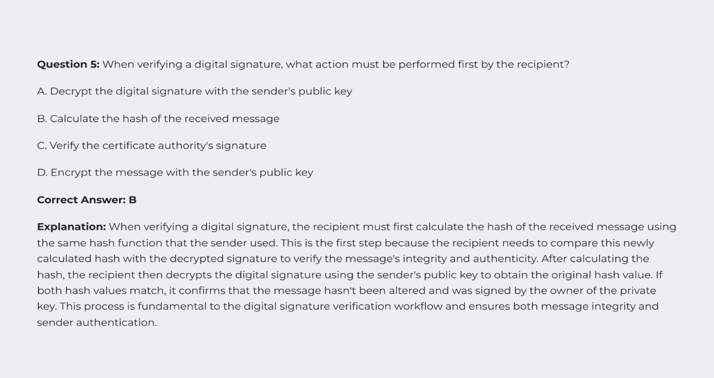After calculating the hash, the recipient then decrypts the digital signature using the sender's public key to obtain the original hash value. If both hash values match, it confirms that the message hasn't been altered and was signed by the owner of the private key. This process is fundamental to the digital signature verification workflow and ensures both message integrity and sender authentication.